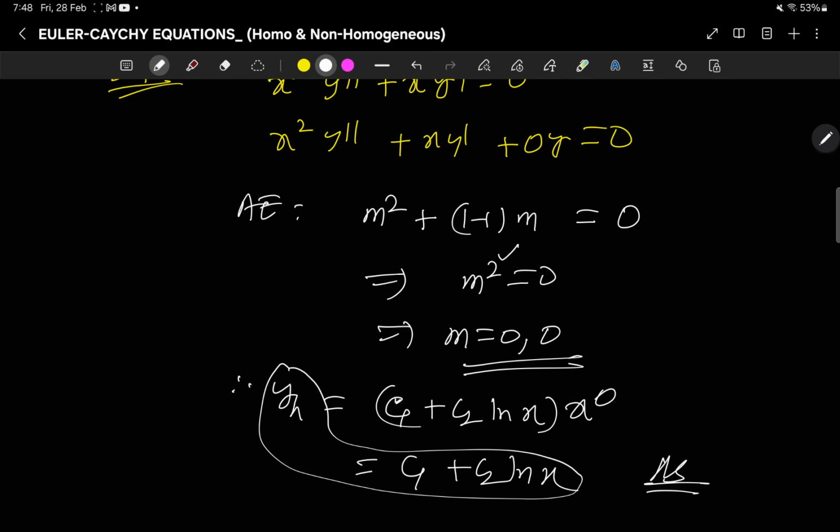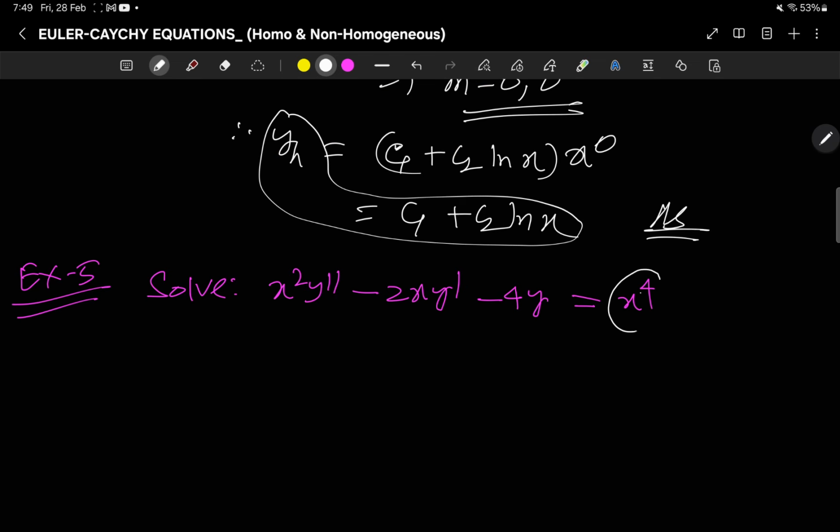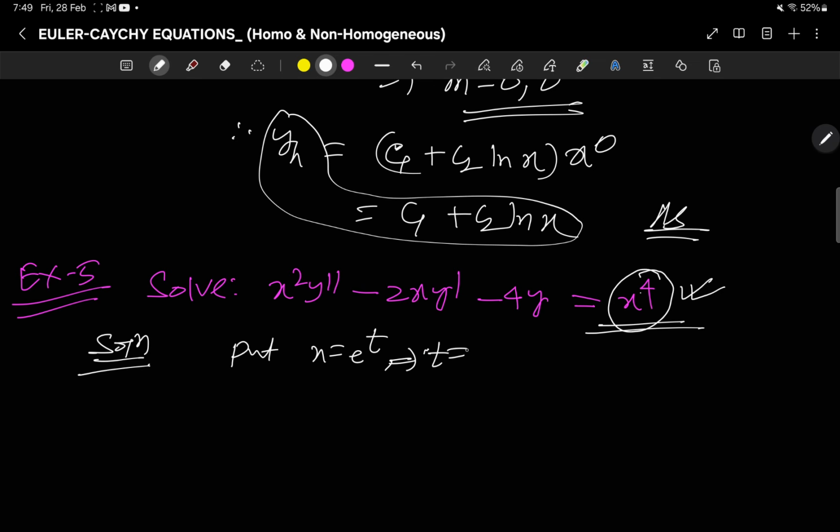Coming to the next example, where the non-homogeneous equation is given. You see here, this is a non-homogeneous equation because the right hand side R(x) is not equal to 0. Now coming to the solution, as we have not discussed the method of variation of parameters, I want to go back to the previous method. I put x is equal to e to the power t. So this implies t is equal to ln x.